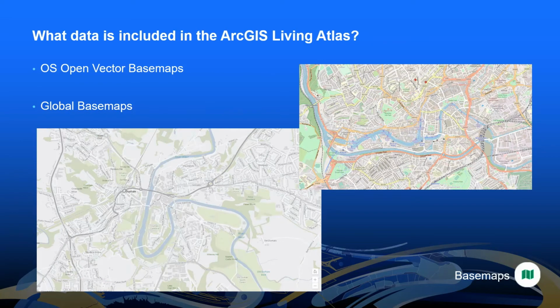So having introduced the Living Atlas, I thought it would now be a good idea to show some of the datasets available. There are 6 categories in the ArcGIS Living Atlas, and I've picked out a couple of datasets from each of these categories here. The first category is base maps, and within this category you'll find base maps for Great Britain, including Ordnance Survey open base maps that are hosted by Esri UK.